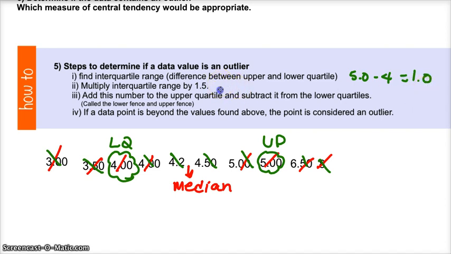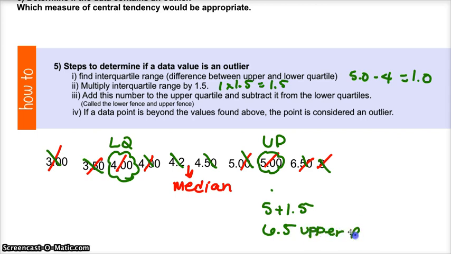I'm going to take that 1.0 and multiply it by 1.5, so it's 1.5. Add this number to the upper quartile. So if I were to take the 5 and add to it the 1.5, I'm going to get 6.5. This is my upper fence. Anything higher than this number is going to be considered an outlier.